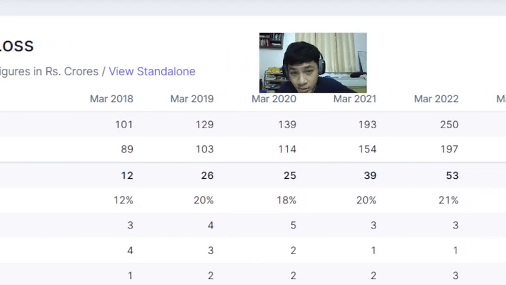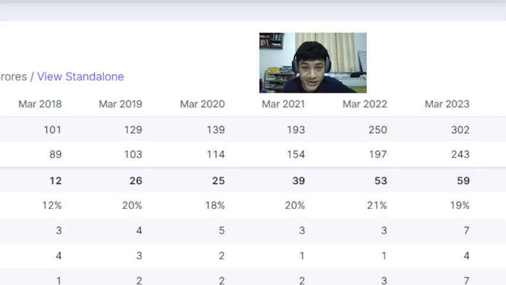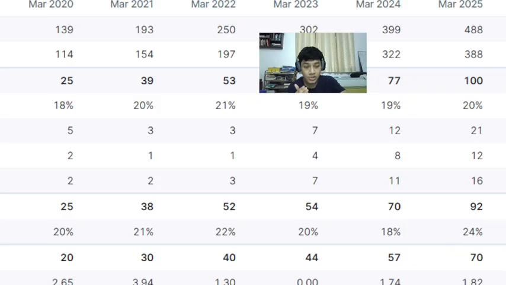Let's jump forward. 2021, sales of 193 crores, operating profit of 39 crores, 20% operating profit margin. Okay, let's move forward to 2023. Sales of 302 crores, operating profit of 59, 19% operating profit margin. And finally, we move to 2025, 488 crores of revenue, almost 100 crores of operating profit, 20% operating profit margin.